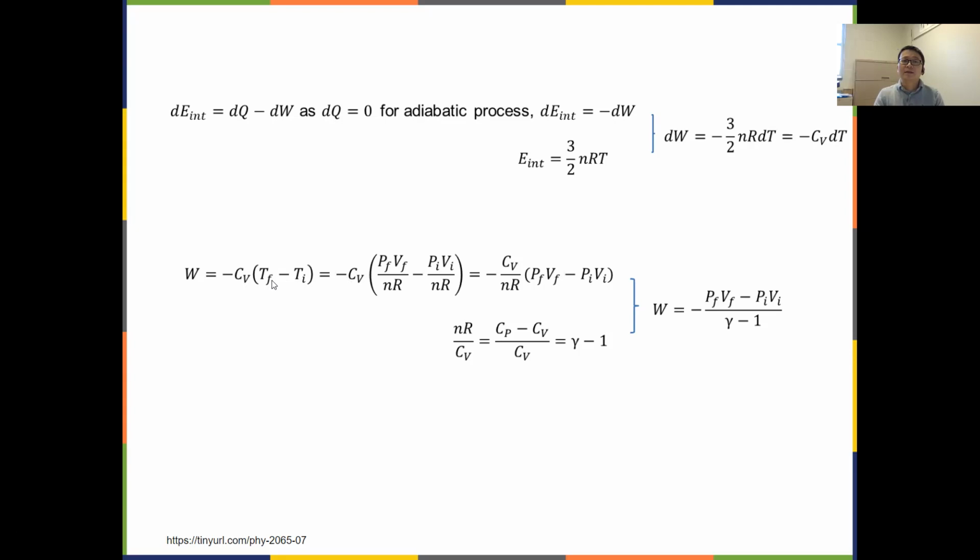Or you can write it starting from PV equals nRT. So Pf Vf equals nR Tf, so Tf equals Pf Vf over nR. Ti will be Pi Vi over nR. So then you get minus Cv over nR times (Pf Vf minus Pi Vi). Cv over nR, if we go one step back, we have nR over Cv, which means Cp minus Cv over Cv, which is gamma minus 1. So then W is equal to minus (Pf Vf minus Pi Vi) over (gamma minus 1). There are a lot of derivations here, so you want to follow it closely. W at the end equals this, so this could be one of the expressions as well.